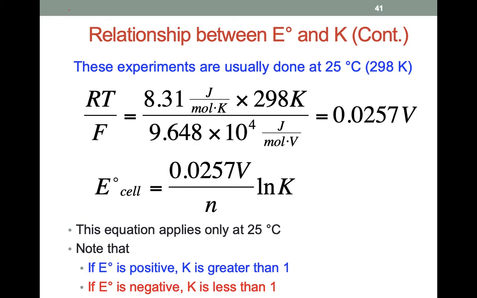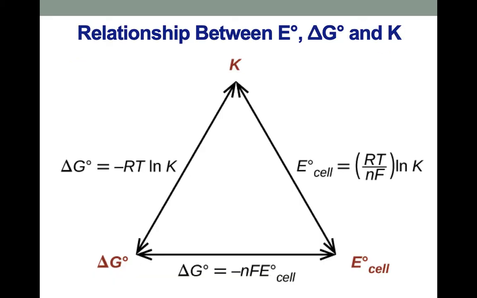So if K is greater than 1, we get a value for E naught that is positive. If E naught is negative, then K has to be less than 1. So here's the relationship, and I think this would be a good one to put down in your notes as well. If you want to go between delta G, let's say over here, and we want to go to K, then we would use this equation, delta G equals negative RT ln K. If I want to go from delta G to E naught, I use the Nernst equation. And if I want to go from E to K, I use this equation here. So there are three equations, there are three things I can ask you for, and I think that's fairly straightforward.